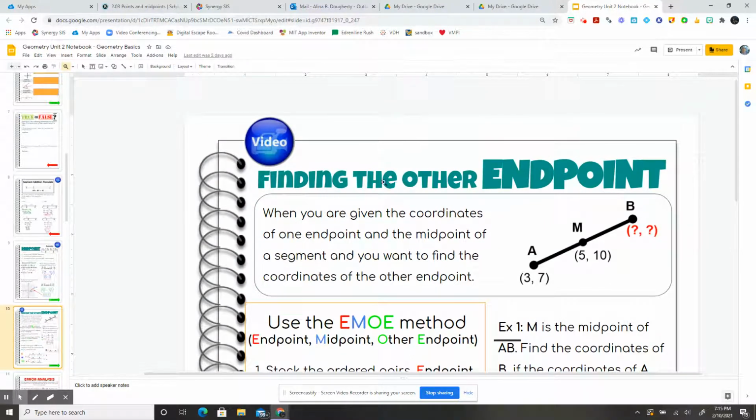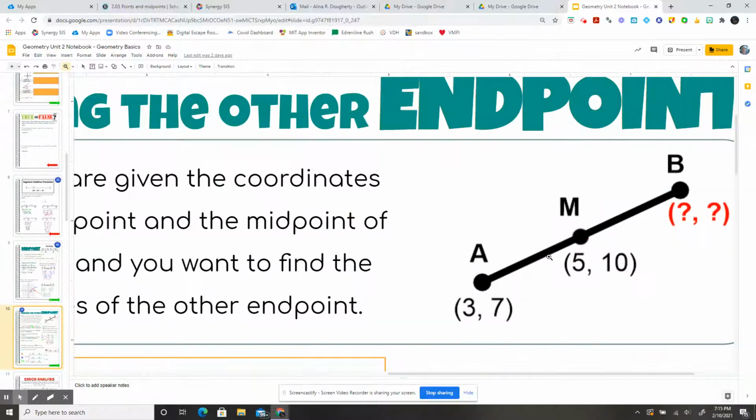So this one is finding the other endpoint. So here we've got that same line segment. We've got M in the middle. We know that AM is congruent to MB. The thing is here, we're not looking for the midpoint, we're looking for the endpoint. So here we've got to kind of find a pattern. If this is a number line, I'm going from 3 to 5 by adding 2, and then I'm going to add 2, and I'm going to get to 7. Here I'm going from 7 to 10, I'm adding 3, so I'm going to add 3 more and get 10.